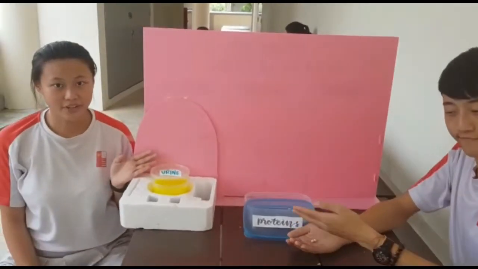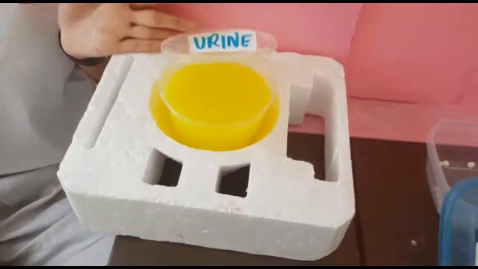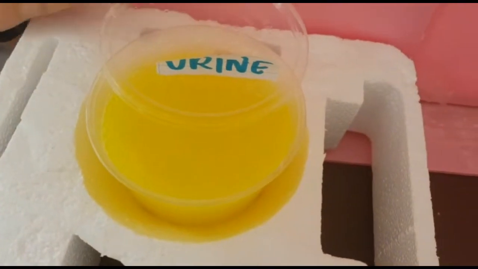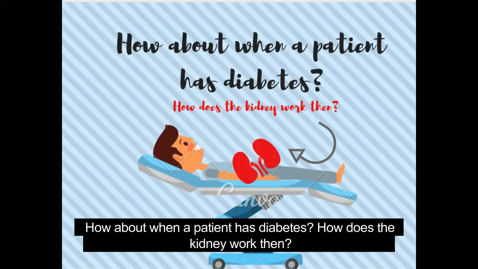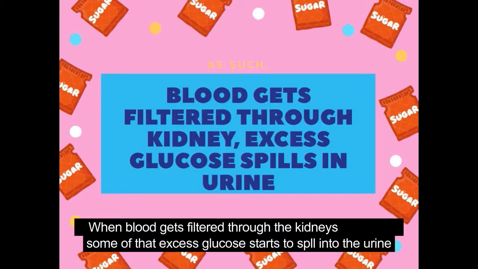The protein that is found in the urine can also cause it to become foamy. This is because the protein in the urine will react with air to form foam. How about when a patient has diabetes? How does the kidney work then? When blood gets filtered through the kidneys, some of the excess glucose starts to spill into the urine.